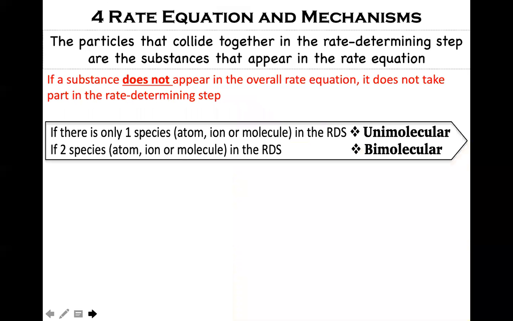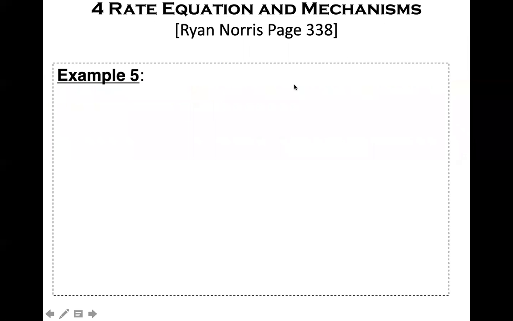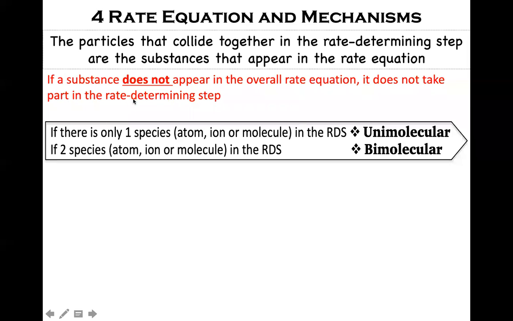Right, so this is just the mechanism of what I was talking about earlier on. So connecting the slow rate determining step and the rate equation, what's their connection? Why are we suddenly talking about this slow step or this rate determining step? The particles that collide together in the rate determining step, so that's saying the reactants that are in the slow step are the same substances that appear in the rate equation. If a substance does not appear in the rate equation, it does not take part in the rate determining step. So what do I mean by this?